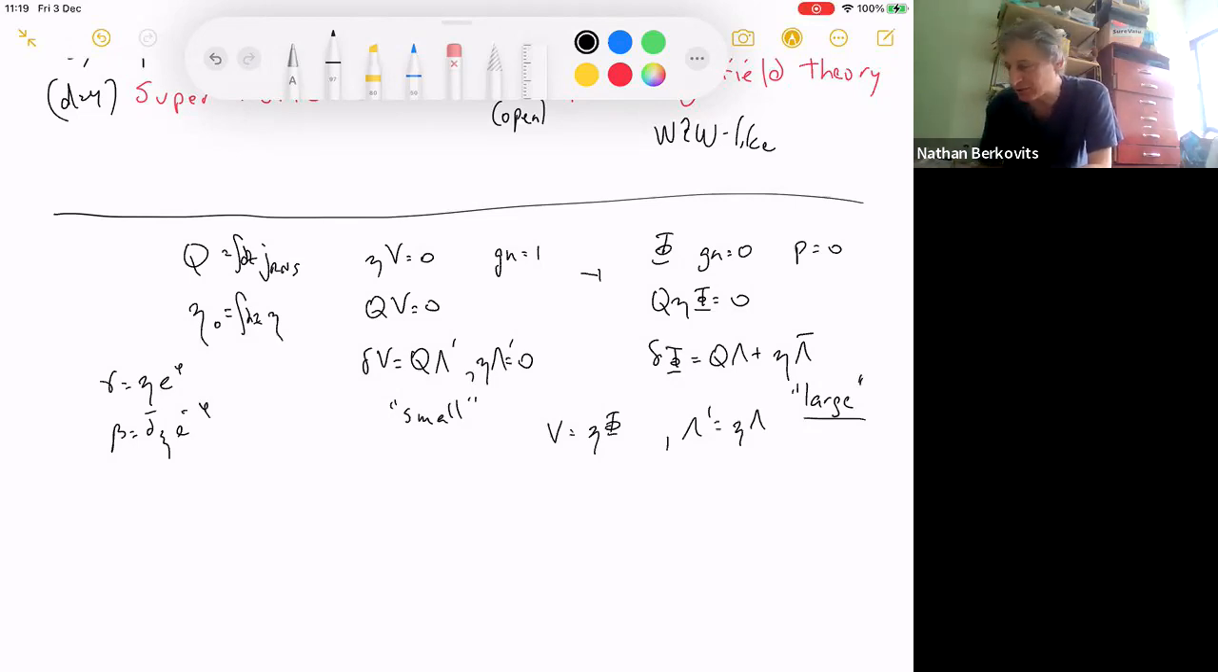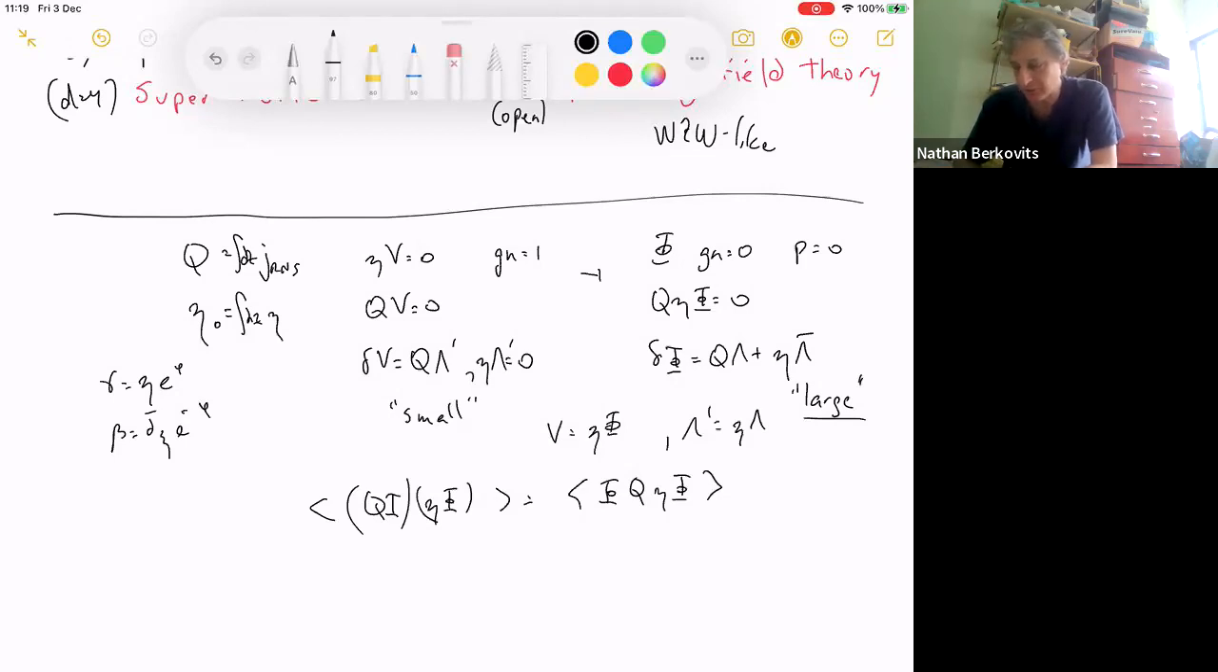Okay, now the action in terms of phi is very simple. If phi has picture 0, then you can write the action as just, I feel like I write it like this, phi Q eta phi, which is of course equal to, I don't know if it's plus or minus, phi Q eta phi up to total derivative.